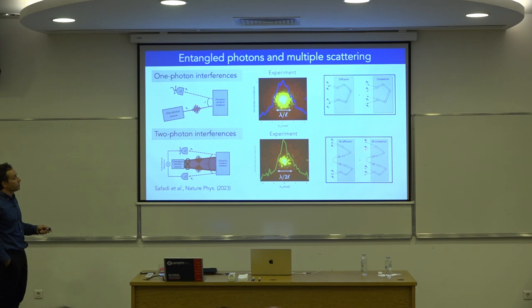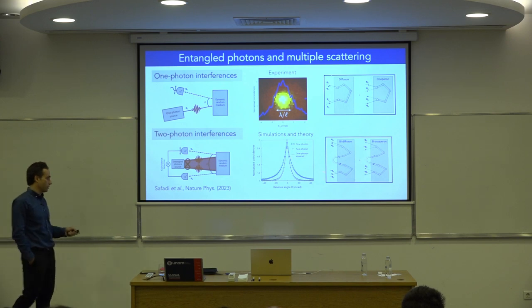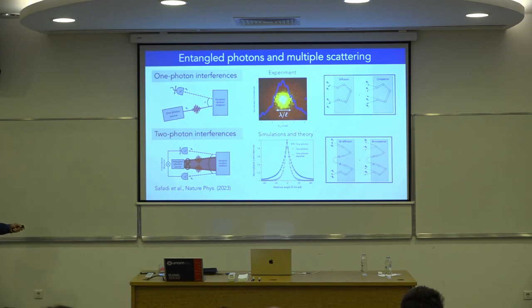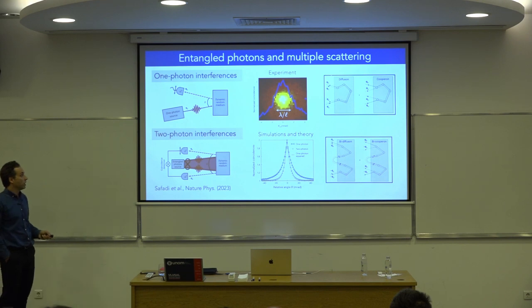this effect is a square of the one photon effect, because you have two interactions with the system, and we can show that numerically and theoretically. So you have here the result for one photon in blue and in green for two photons. So you square the signal and you get a width which is half of the original.